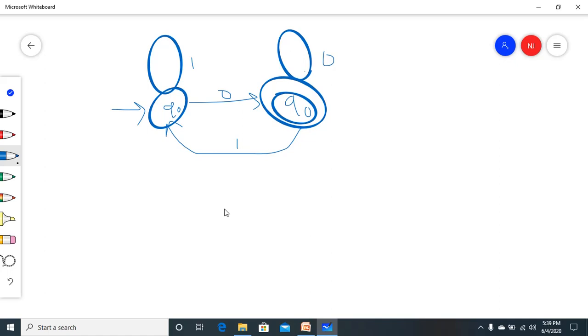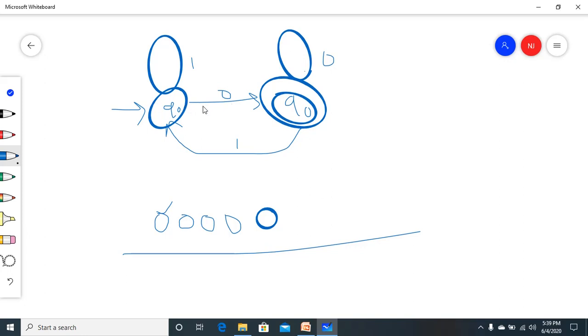We have to test it. Take the string 0, 0, 0, 0, which is four 0s. Now we have to test whether this string is accepted by our designed finite automata or not. For that we read one character, or one alphabet symbol, at a time. First we are in state Q0. We read the first alphabet, 0.